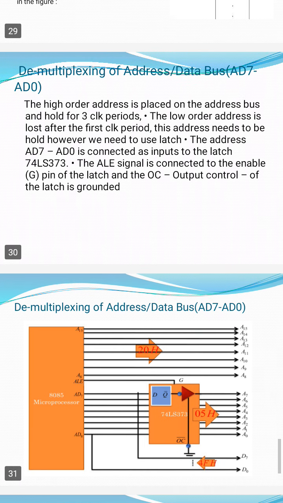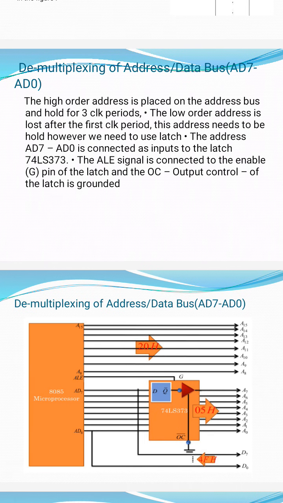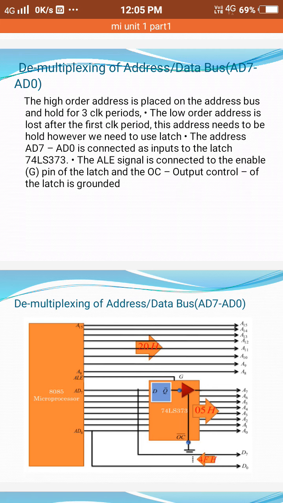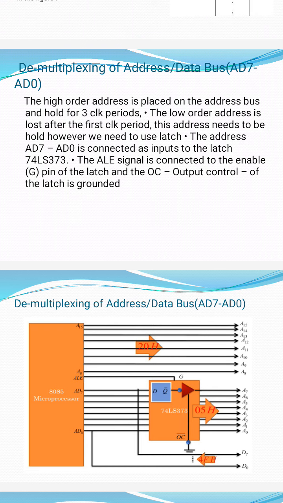Another topic of this unit is the demultiplexing of address and data bus, that is AD0 to AD7, and microprocessor uses a control signal address latch enable which says whether it is address or the data. The high order address is placed on the address bus and it is held for 3 clock cycles, and the lower order address is loaded after the first clock.